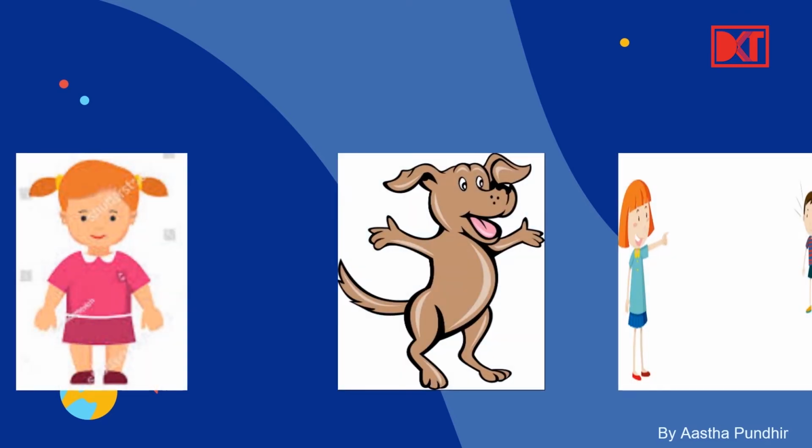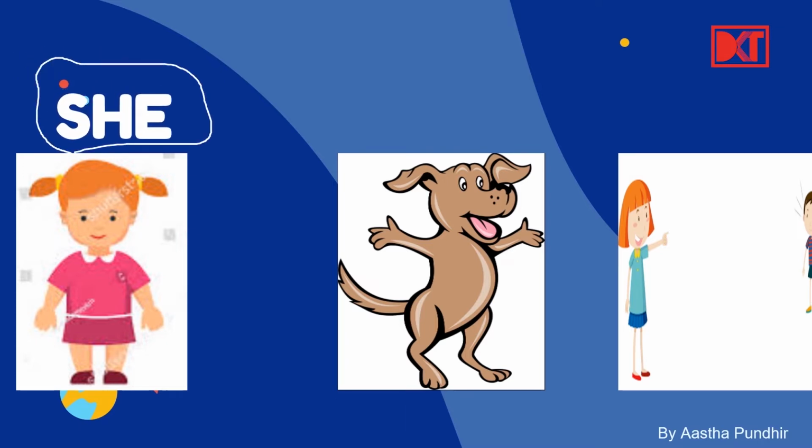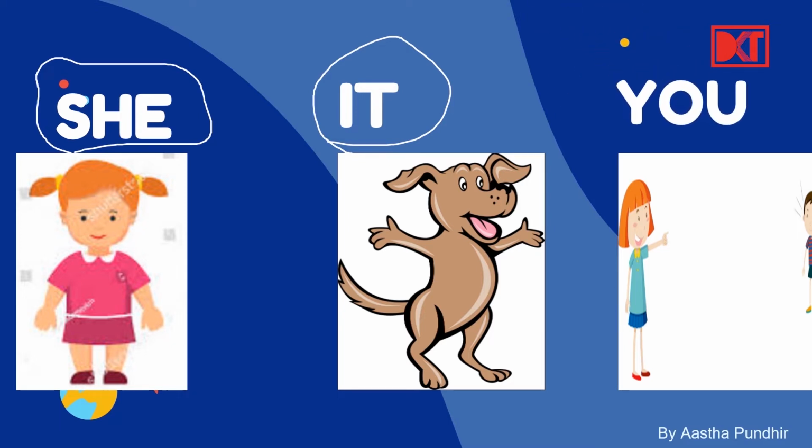Now there are a few more images. And now for the girl, what pronoun will you use? You will call her she. For the dog, for any animal, you will use the pronoun it. And for someone, this girl is pointing towards another guy, what will you use for him? You will use again you.